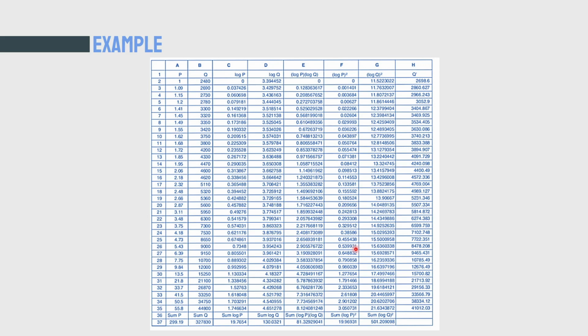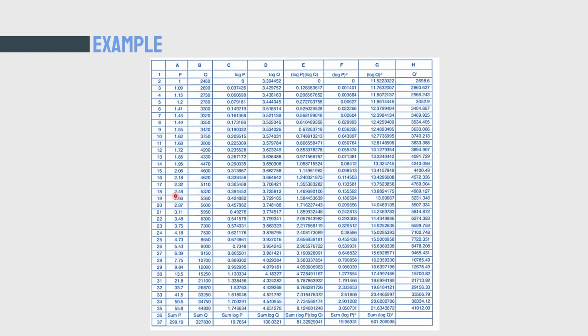So you have a table here. We're going to generate it again together. So column A, B, all the way to H, you have P, Q, log P, log Q, log P multiplied by log Q, log P squared, log Q squared, and Q star, or Q prime in your textbook, which is the calculated values, which is the Y star that we talked about earlier.